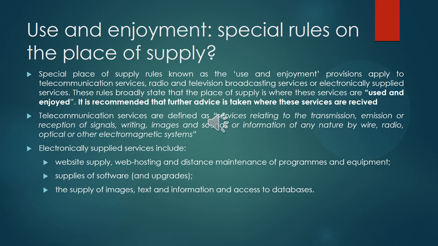You have a German supplier who's supplying electronically supplied services. You're established in the UK, but you might have servers in France. So German supplier, UK customer, and that UK customer owns servers in France, which may be receiving the services. That's the three-part arrangement. There has to be three territories for use and enjoyment to apply. 99% of the time, for most of you guys listening, that's never going to be you.